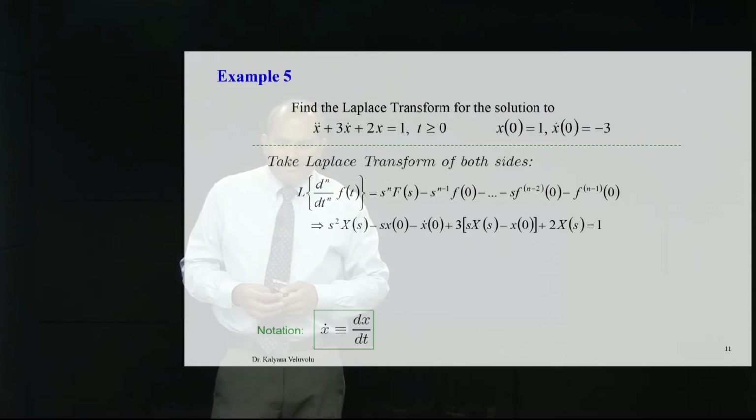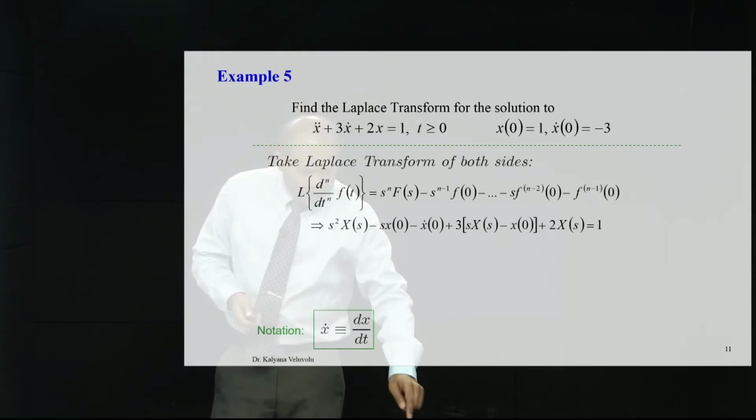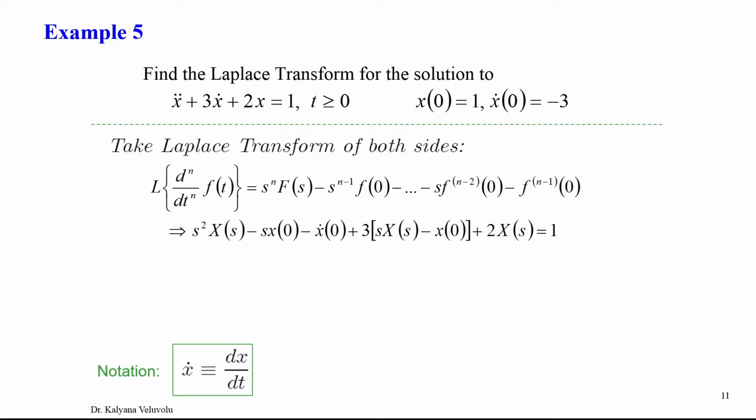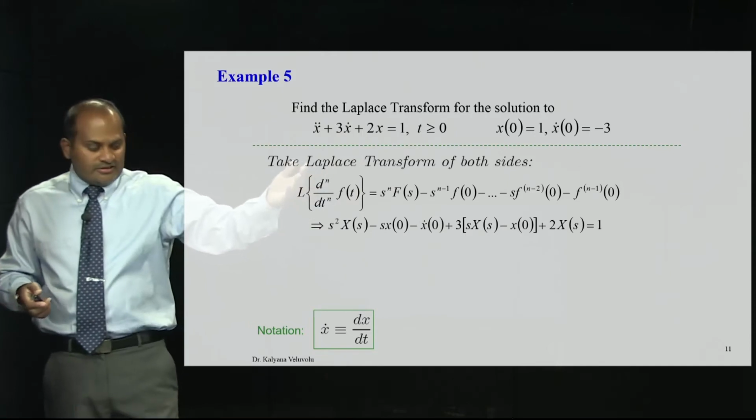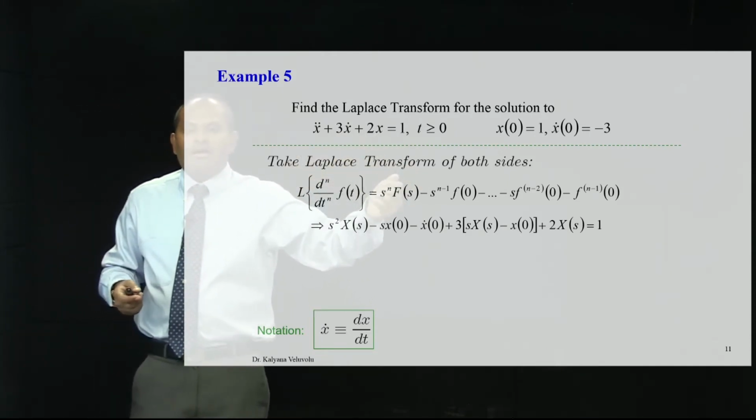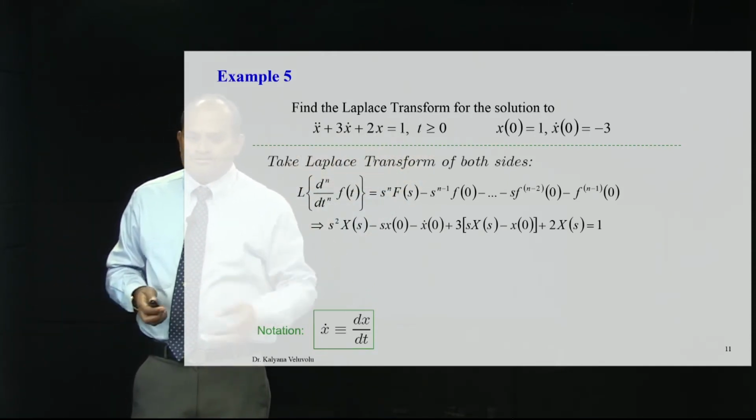Now, let us take another simple, quite nice example. We have a second order differential equation: x double dot plus 3x dot plus 2x equal to 1 for t greater than 0. Now this is a second order differential equation, and we have two initial conditions: x of 0 equal to 1 and x dash of 0 equal to minus 3.